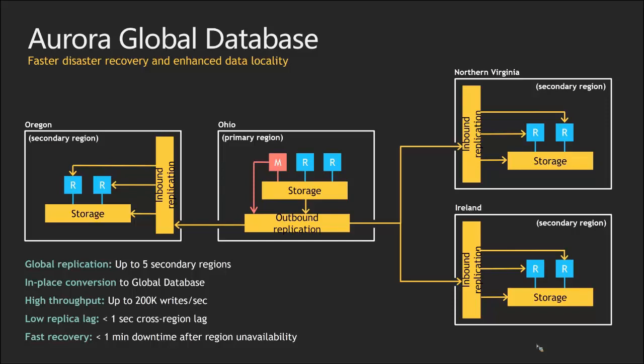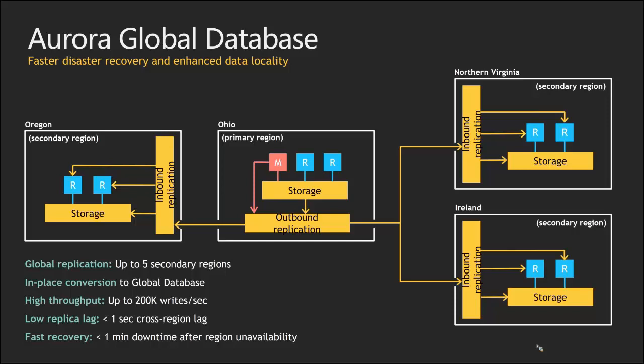So what is new since last year is that global replication now supports up to 5 secondary regions. So I can have my primary region and up to 5 of these additional regions, and all of them will get the data replicated with a replication lag of less than a second, again, in most cases.